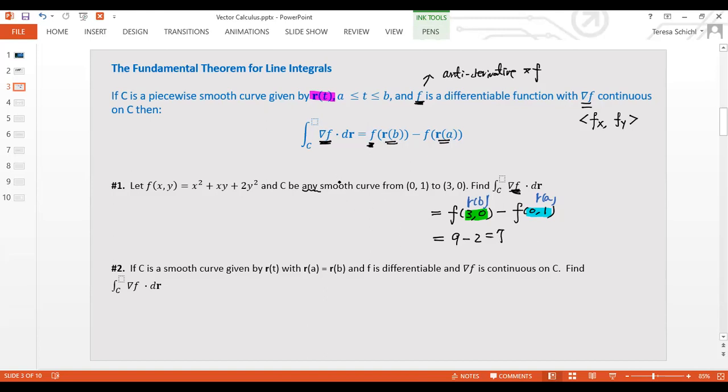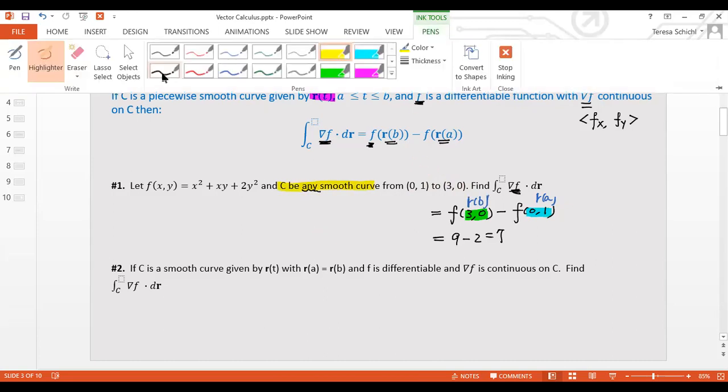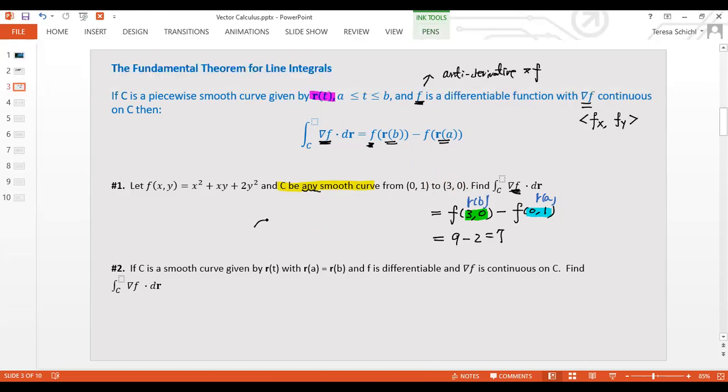Look at this problem. They said C is any smooth curve from (0,1) to (3,0). Basically it's telling you that if this is my (0,1) and this is (3,0), this is my C. I can have another path, I can go this way. This is another smooth curve that also starts from (0,1) and goes to (3,0).